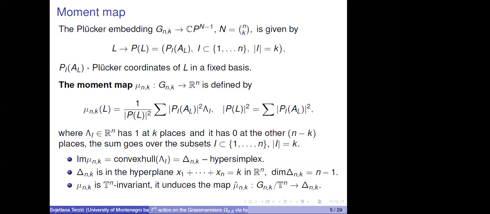And these places where we have 1 are indexed by the set I, and the |π_I(L)|² are just the Plücker coordinates for the element L. Then the image of this moment map is just the convex hull of these vectors lambda_I, and it is known to be the hypersimplex polytope Δ_{n,k}. Although it is defined in R^n, it belongs to the hyperplane where the sum of coordinates is k, so its dimension is n minus 1. And what is important for us here is that the moment map is T^n invariant, so it induces a map from the orbit space to the hypersimplex Δ_{n,k}.